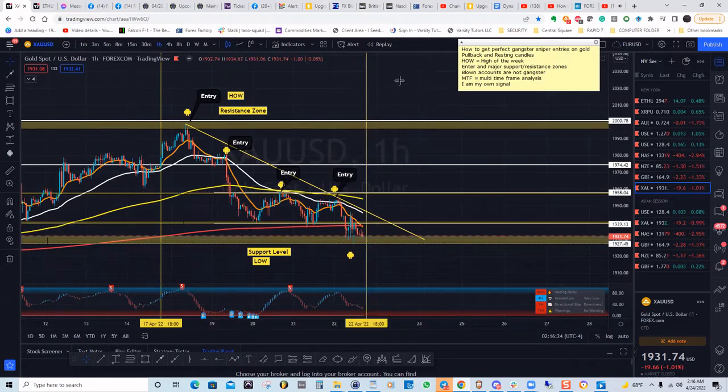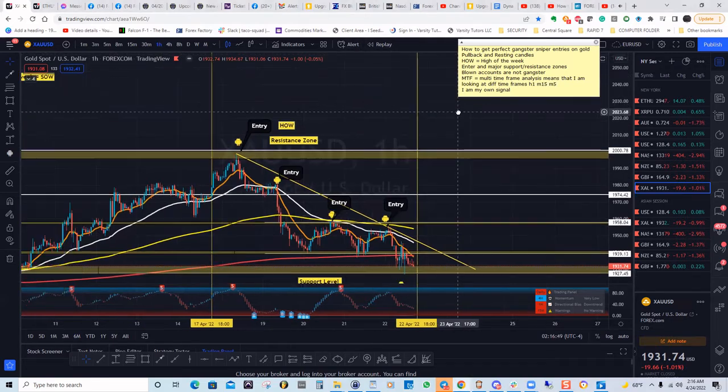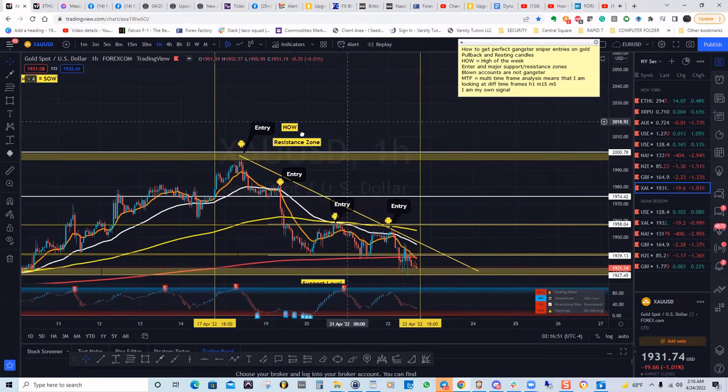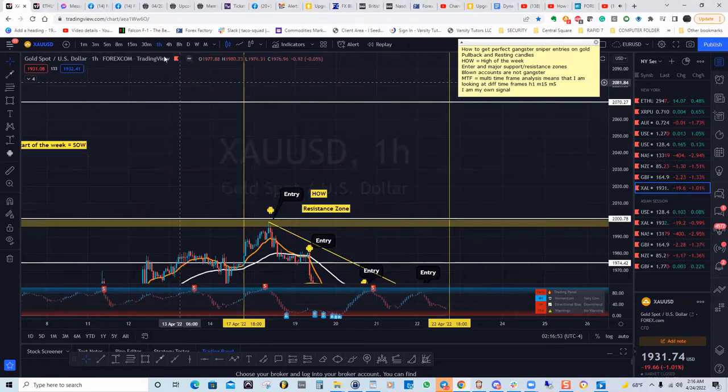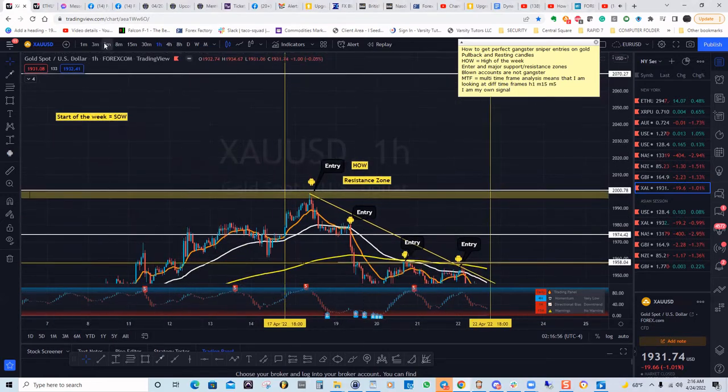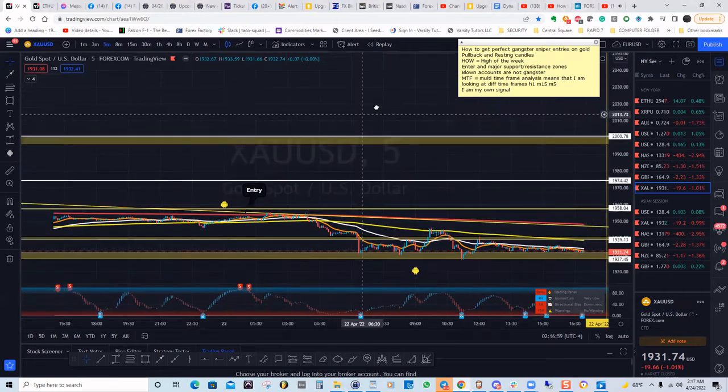So remember, multi-time frame analysis means that I am looking at different time frames. I can look at the H1, M15, M5. So you can come to any of these charts to trade down. I'm on the H1 here. That's H1 right there. And I'm gonna drop down to the 5-minute time frame and look at the entries I got here.